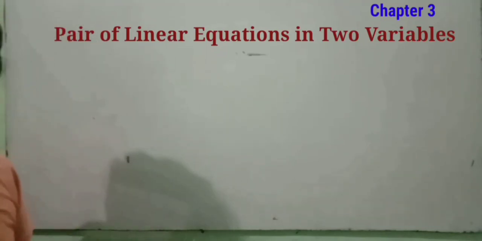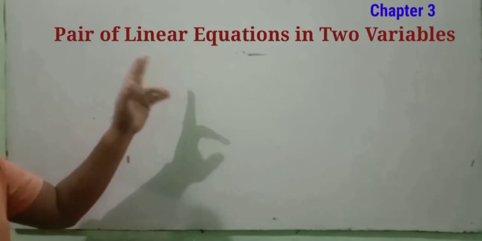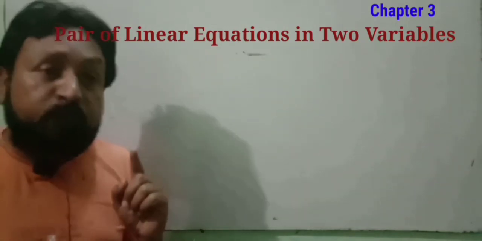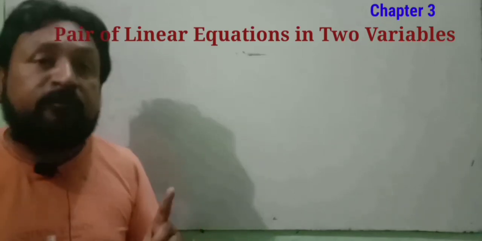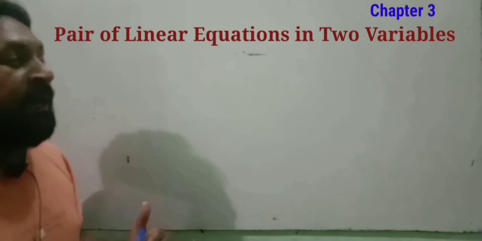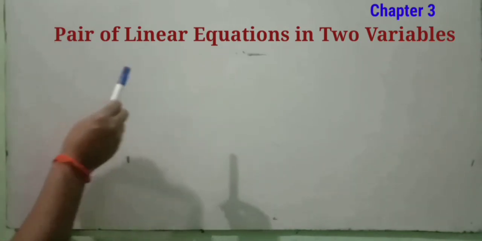Now we are going to start our chapter 3, pair of linear equations in two variables. First of all, we must try to understand the meaning of linear equations. Linear equations means that these equations will have degree 1, meaning the highest power of the variable is 1. Second, let us start from the very basic: what is a linear equation in one variable.